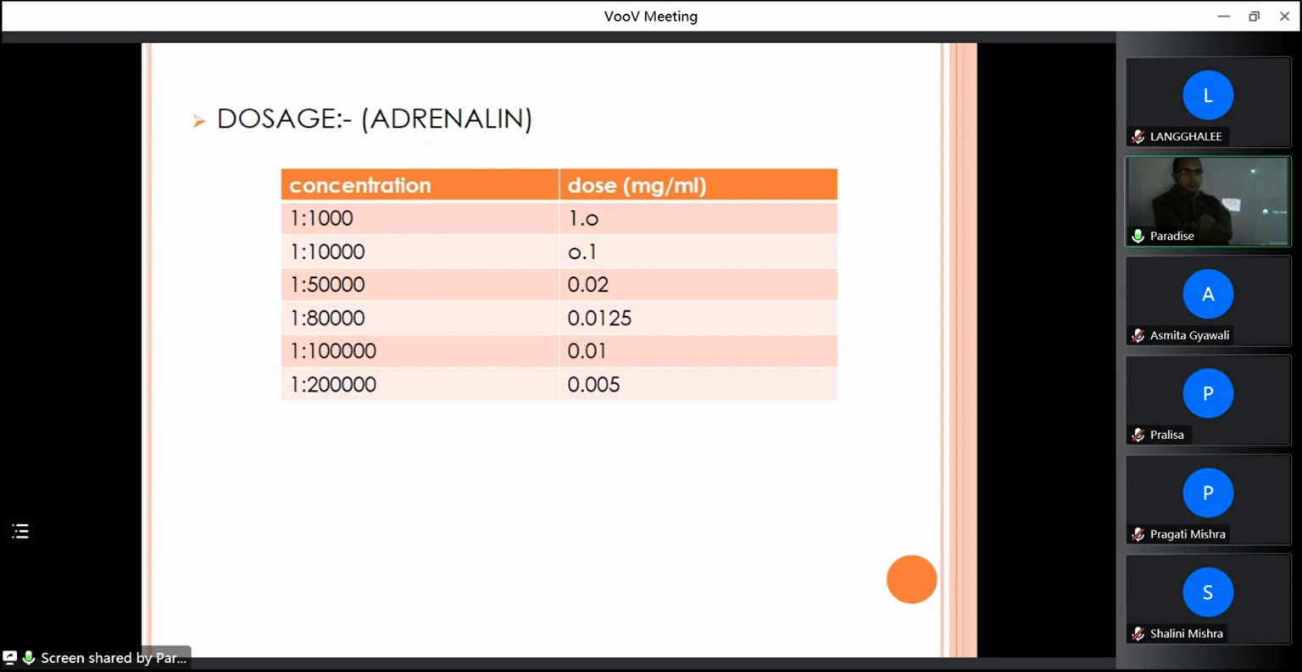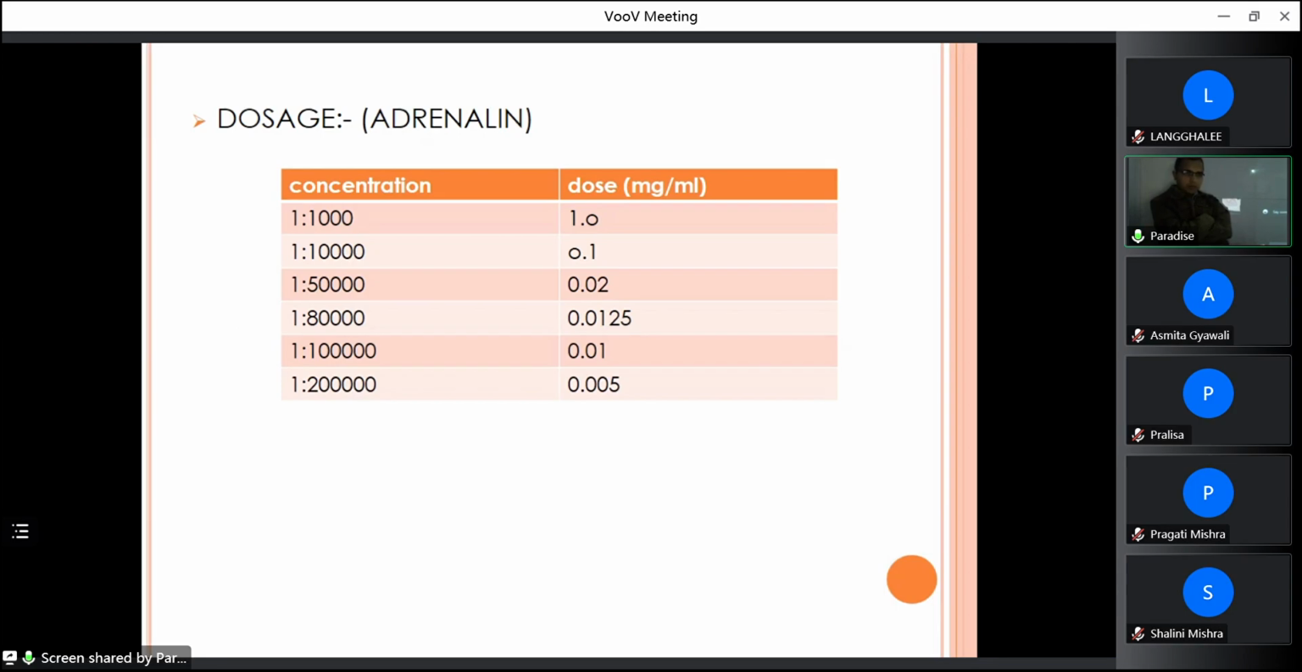So how will you calculate the dose of adrenaline? 1:1000 means 1 gram of adrenaline is present in 1000 ml of solution. If you convert gram into mg, then 1000 mg of adrenaline is present in 1000 ml of solution. So if you cancel the zeros from both sides, 1 mg of adrenaline is present in 1 ml of local anesthetic solution.